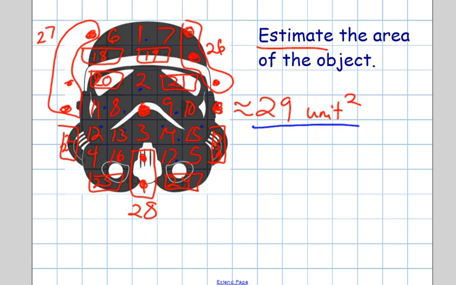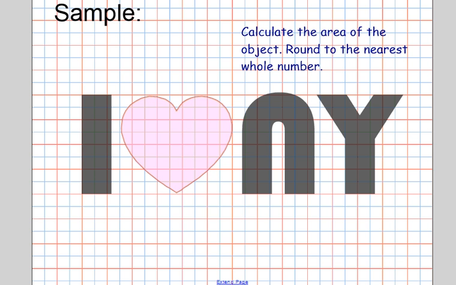All right, we worked through that one together. It took a little bit of time, like I said, probably a little bit more complex than what you're dealing with, but it's great practice to really understand this concept. Here's one for you to try. Can you calculate the area of this object rounding to the nearest whole number as you deal with the grids within this shape? All right, that is lesson 118, breaking down estimating area.